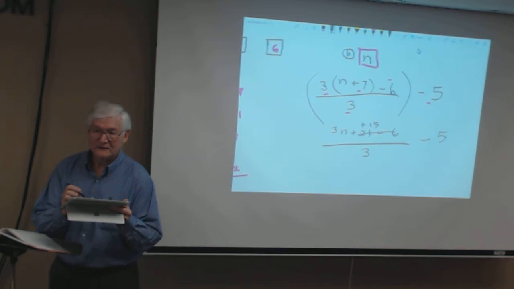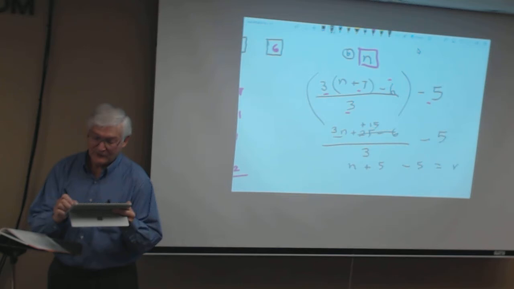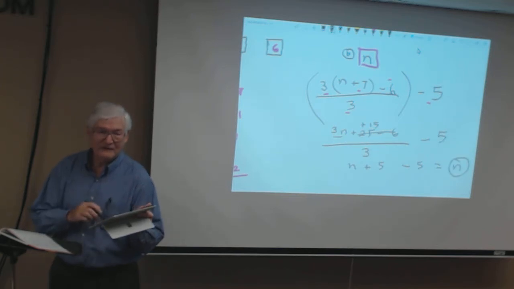21 minus 6? Is 21 minus 6 15? So then I divide this by 3 and this by 3. So now I end up with n plus 5 minus 5. And what does that equal? N, of course, the number I started with.